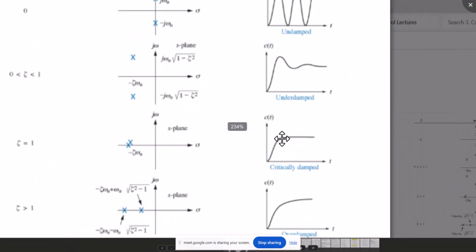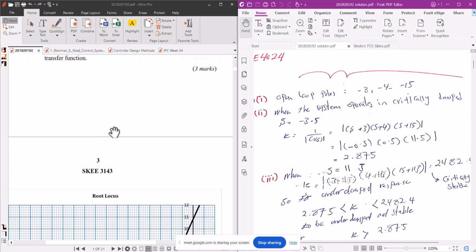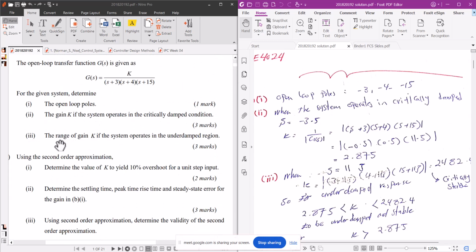This is your response, critically damped condition. Okay, now we move to the next part. Find the range of the gain k if the system operates in the underdamped region. So this is another important concept, underdamped.